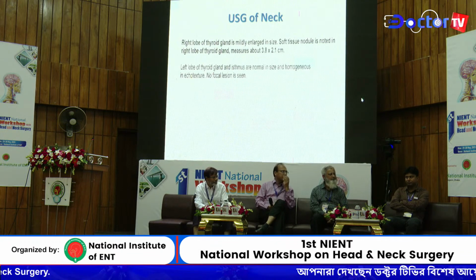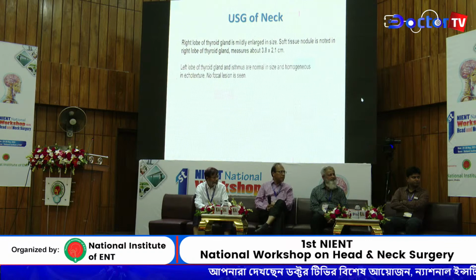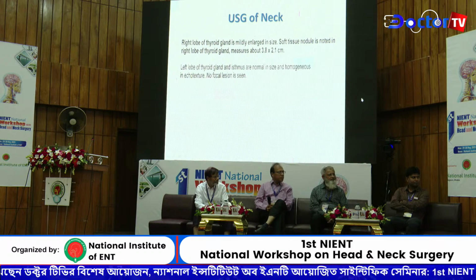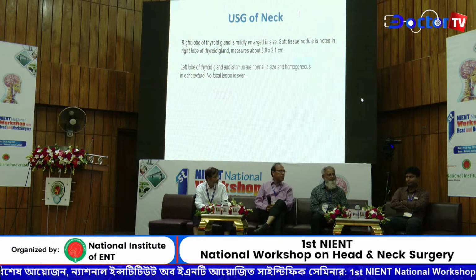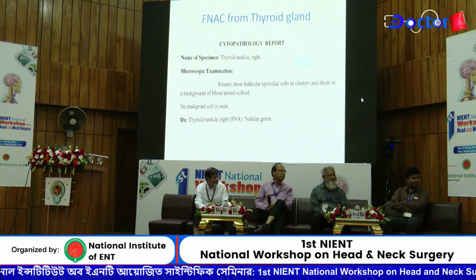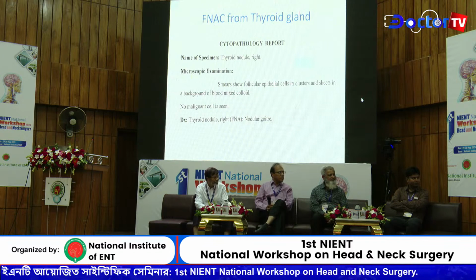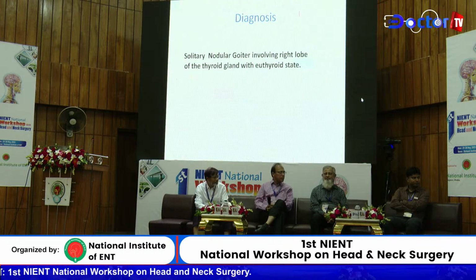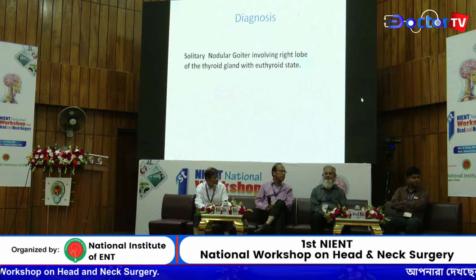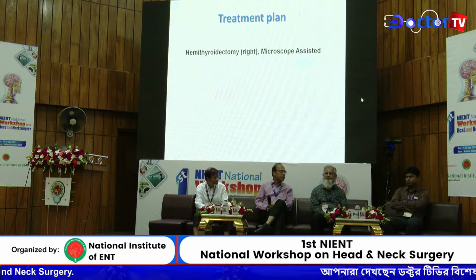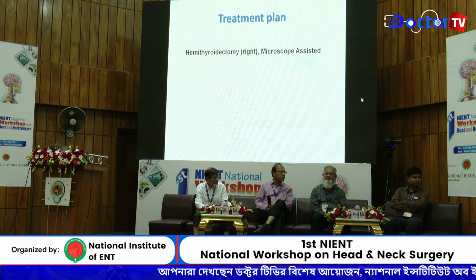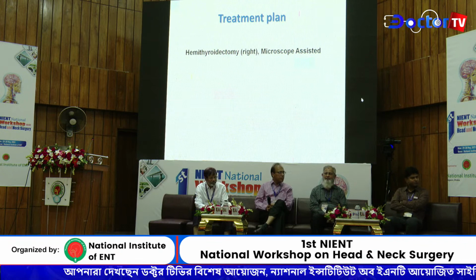On ultrasonography, the right lobe of the thyroid gland is mildly enlarged, with soft tissue nodes noted in the right lobe, measuring about 3.8 by 2.1 centimeter. No neck node is found. Left lobe is normal. On cytological report, nodular goiter. So our final diagnosis is solitary thyroid goiter involving the right lobe of the thyroid with euthyroid state, and our treatment plan is right hemithyroidectomy, microscope assisted. I think the surgery and the demonstration will be enjoyable for all of you. Thank you.